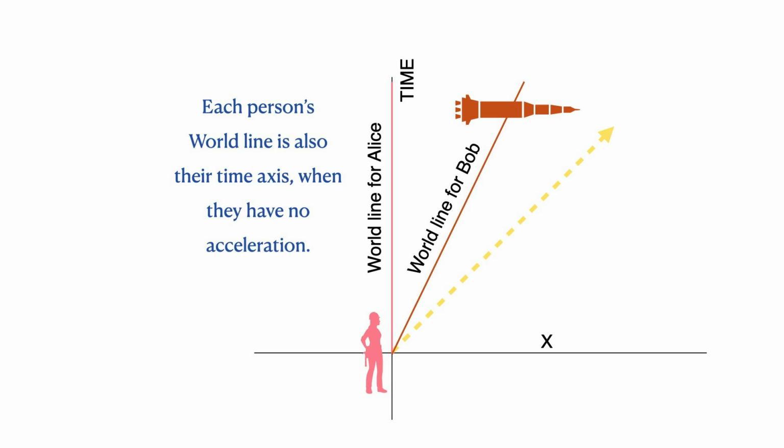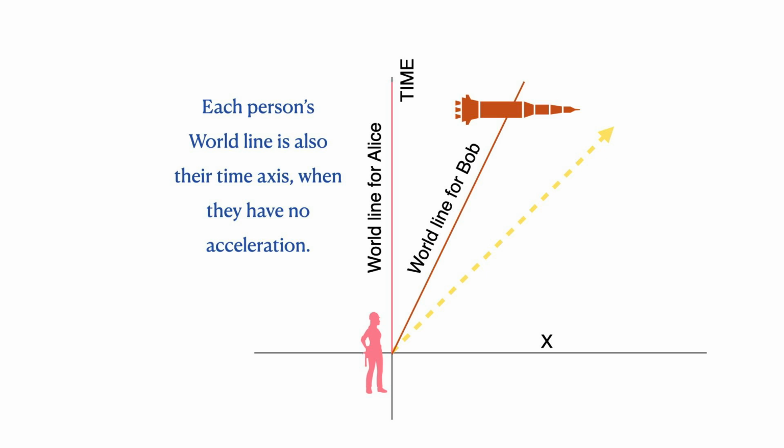Now suppose Bob flies in a rocket. In that case, his world line is tilted with respect to Alice's, because now he's moving in space as well as time. We can move Alice to where she was at the same place as Bob at time 0. We see that each person's world line is also their time axis, as long as they have no acceleration.